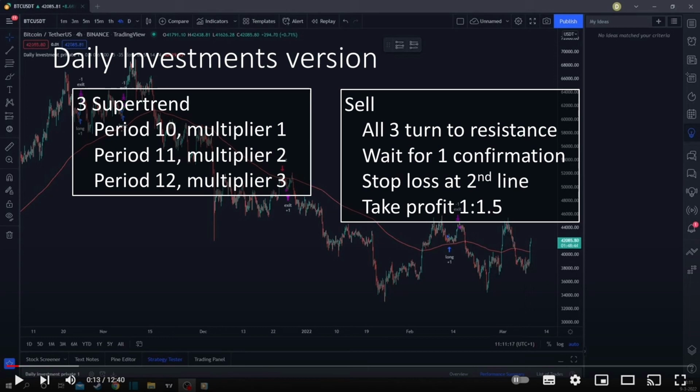Wait for all of the Supertrend lines to turn to resistance lines, so they're all above the price. Wait for one more candle to make sure that all 3 lines stay above the price. Then set stop loss at the second line, take profit 1 to 1.5.